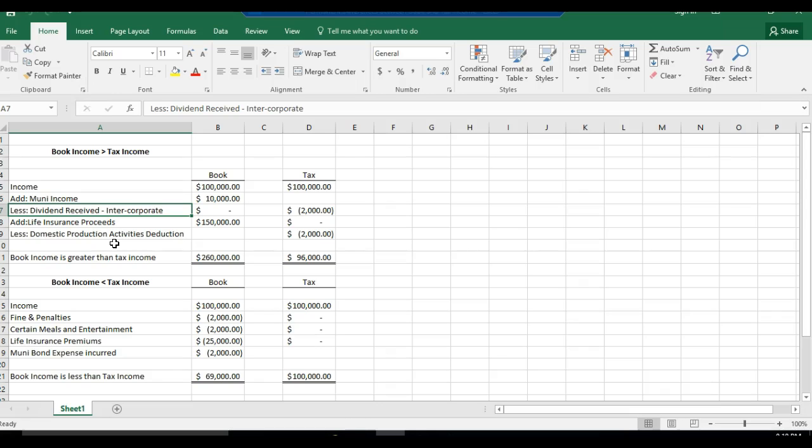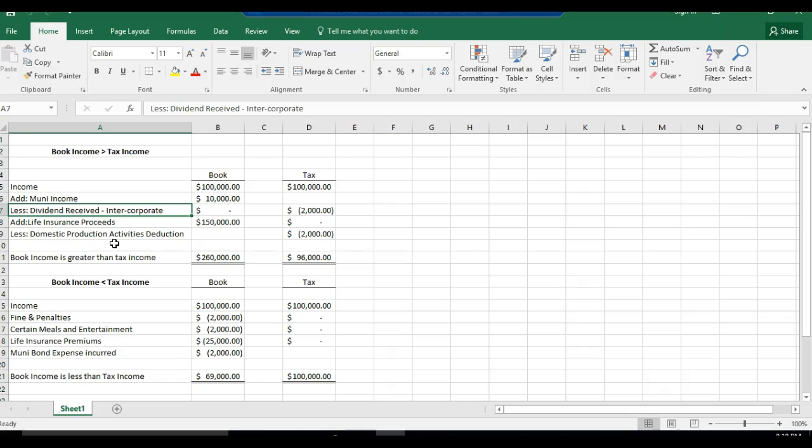Many companies have life insurance proceeds. Usually companies have life insurance policies on key employees and officers. So if someone passes away, the company will get life insurance proceeds. Generally accepted accounting principles require that we record it as part of our income on our books. The IRS allows us to not record it as income.